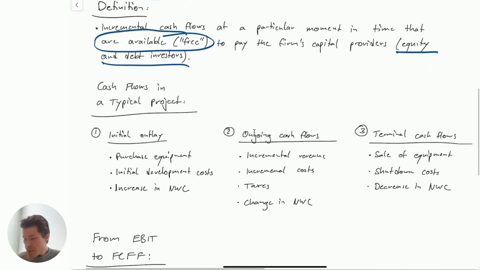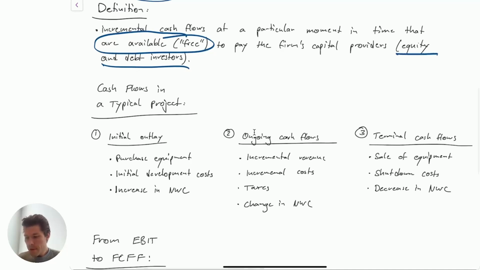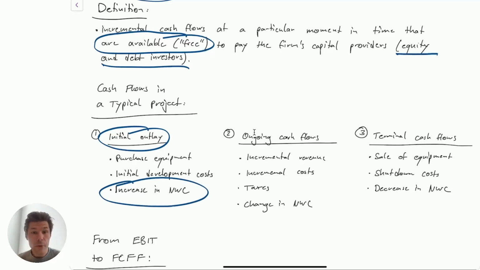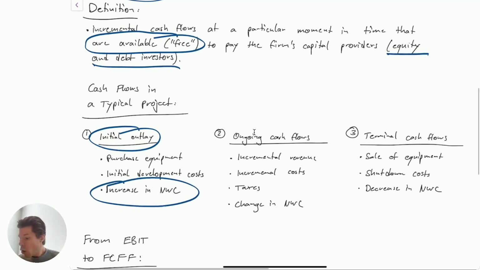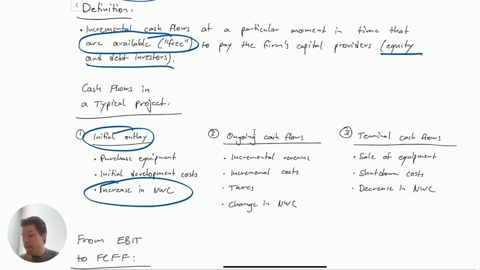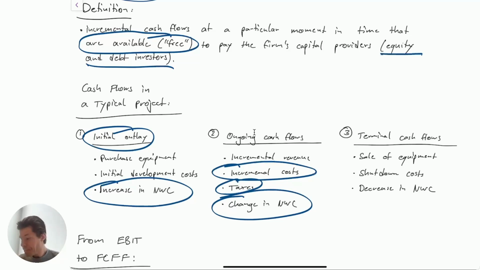Cash flows in a typical project, what do we have? Initial outlay: purchasing equipment, initial development cost, increase in net working capital. You need to buy raw material for production first. Ongoing cash flow, we have incremental revenue. Hopefully we sell some products. We may have incremental cost. If we do something new, there are some costs involved. We need to pay taxes, and maybe we need to change our net working capital.